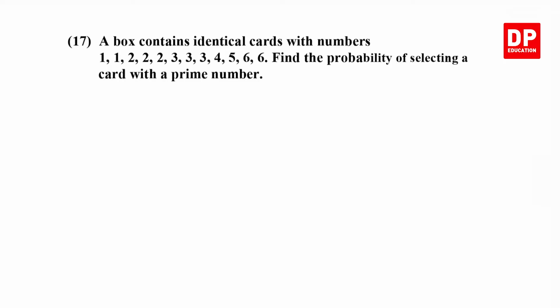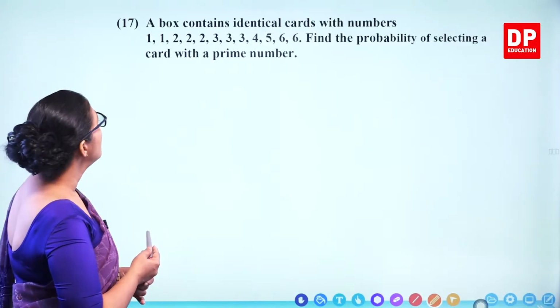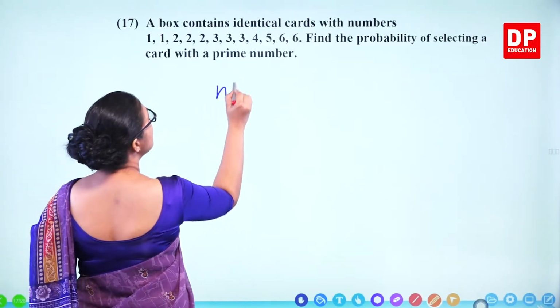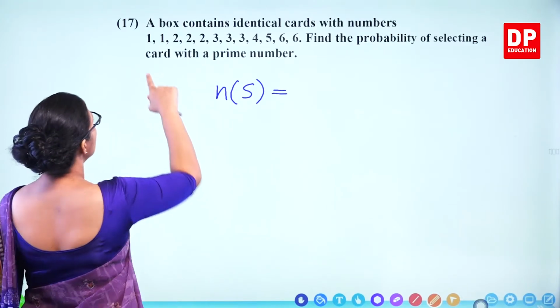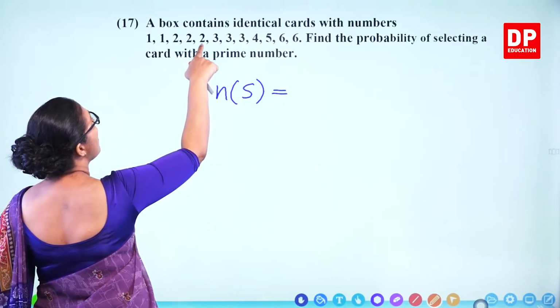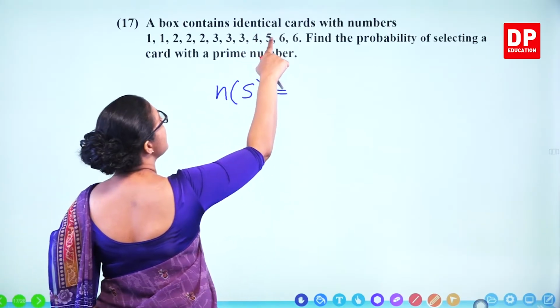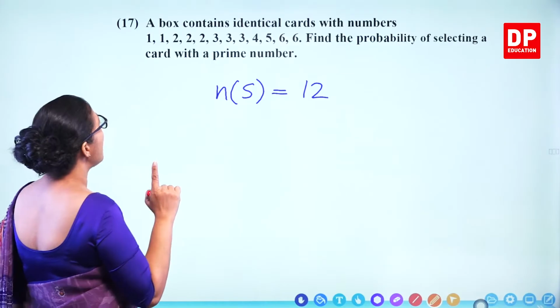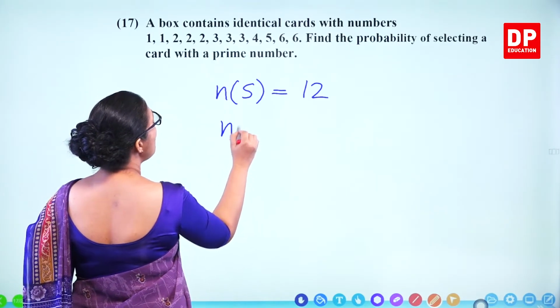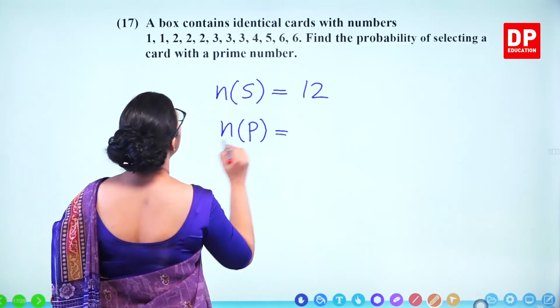Question number 17. A box contains identical cards with numbers 1, 1, 2, 2, 2, and so on. Find the probability of selecting a card with a prime number. So first you have to find the total number of outcomes in the sample space altogether. 1, 2, 3, 4, 5, 6, 7, 8, 9, 10, 11, 12. 12 possibilities are there. Out of that, how many prime numbers are there?